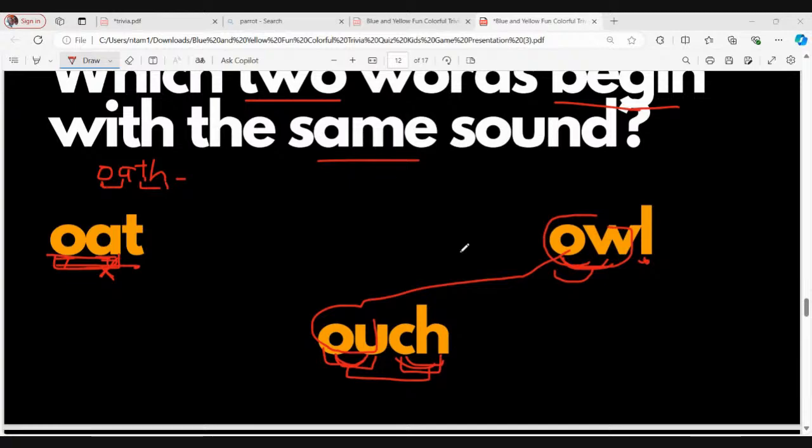And what else do we know about an owl? Guys, is there anything that you know about an owl? And the beak looks like a hook shape. So the beak of the bird, which is an owl, looks like a hook shape. So we said that owl and ouch would make the same beginning sound.